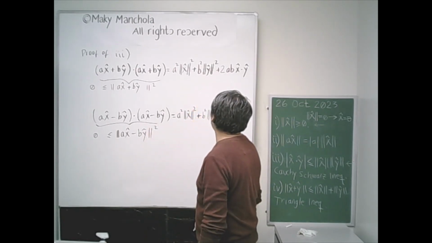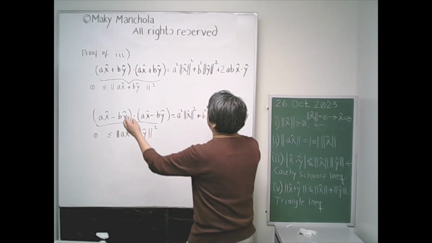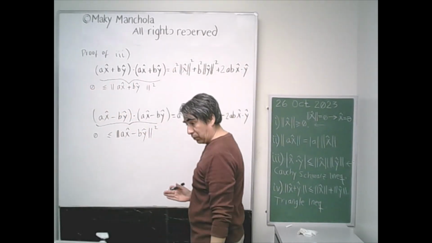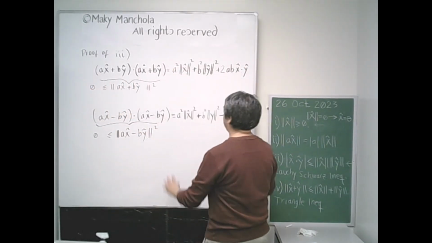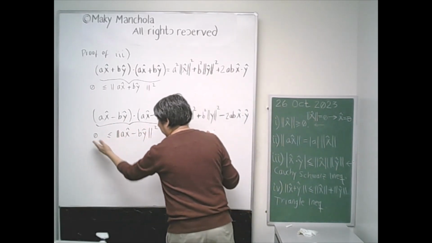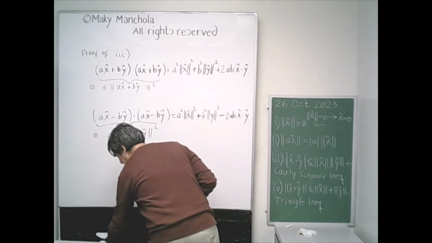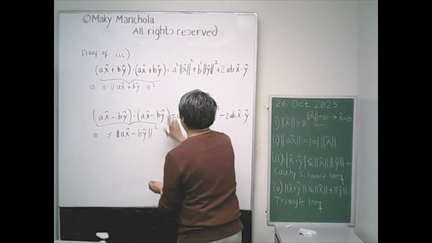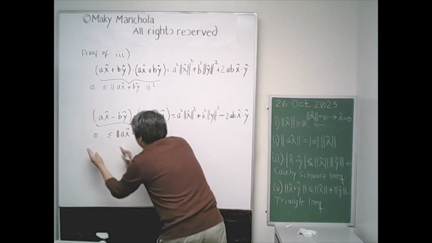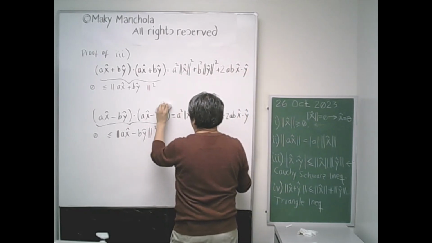So let me extract what I want from there. I want to say that this quantity is greater than or equal to 0, and similarly in the second line I want to say that this quantity is greater than or equal to 0. That's the part I need from that analysis. So let me erase all this. This quantity is greater than or equal to 0. Same with that other quantity.